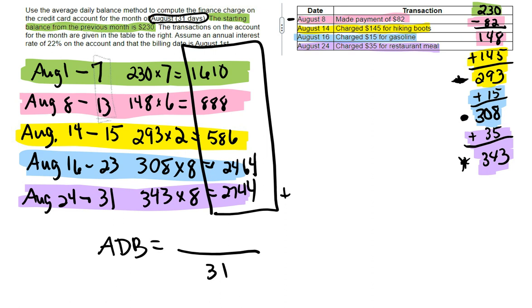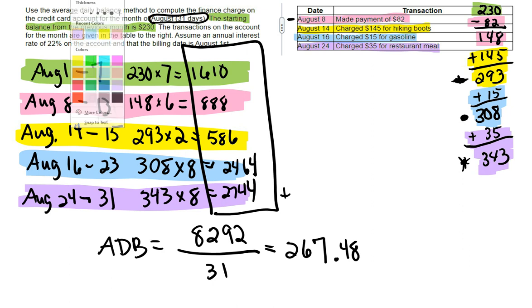To calculate an average daily balance, you need that total divided by the 31 days in August. So when I total this up, I get 8,292. And when you divide that by 31 and then round it to the nearest penny, because we're talking about money here, it's $267.48. But what we were asked to do is use the average daily balance method. That is everything that you see on this paper. And we're going to use what we just came up with to find the finance charge on this credit card for this month of August.